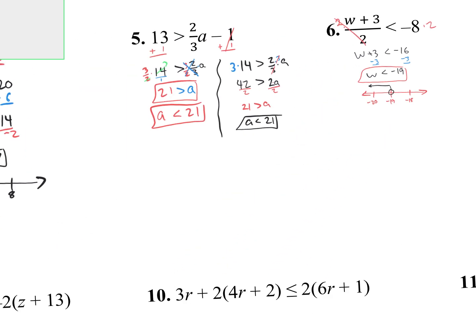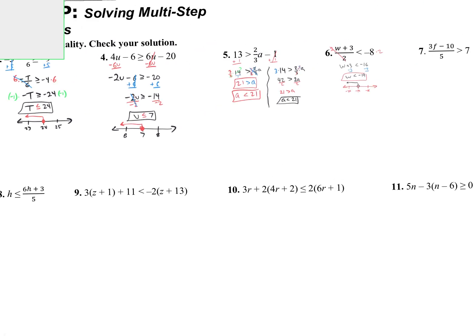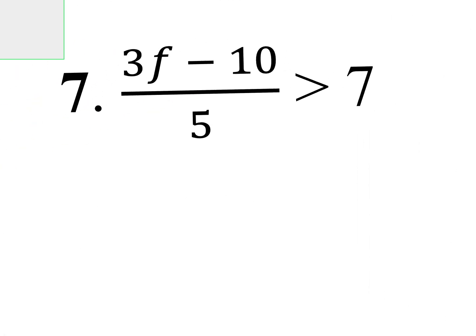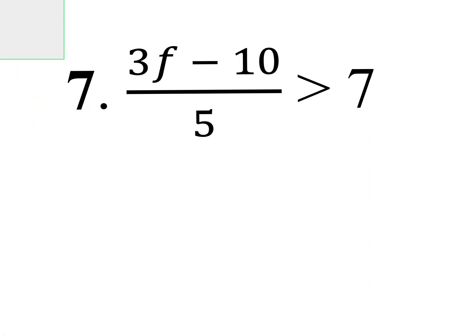Moving on. Oh, still missed 7. So on number 7, what do we do? Multiply by 5. So multiply by 5 and multiply by 5.